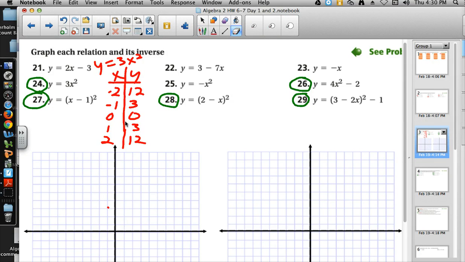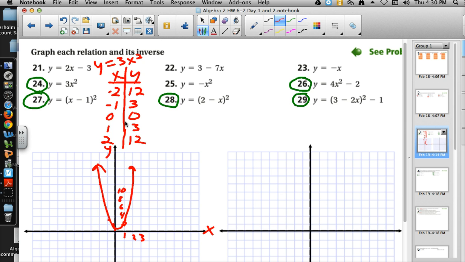it were on a test. I'm going to change my y-axis to go by 2's. Because on a test, it's really important that you're doing things accurately. I'll continue to go by 1's on the x-axis. So negative 2, 12, negative 1, 3, 0, 0, 1, 3, and then 2, 12. All right, so there is my original.